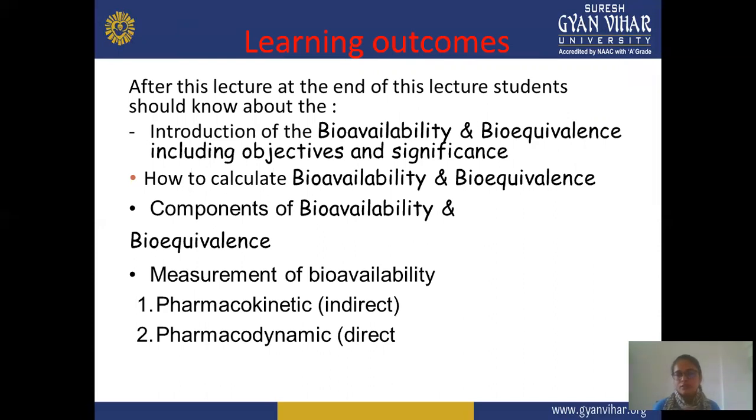and bioequivalence. And the next is measurement of bioavailability, which we already covered: pharmacokinetic and pharmacodynamic methods. Pharmacokinetic is an indirect method and it is further divided into two parts, whereas pharmacodynamic is known as the direct method. It is also divided into two parts. We already covered all these topics in this lecture, in this PPT. Complete information and complete knowledge regarding bioavailability and bioequivalence.